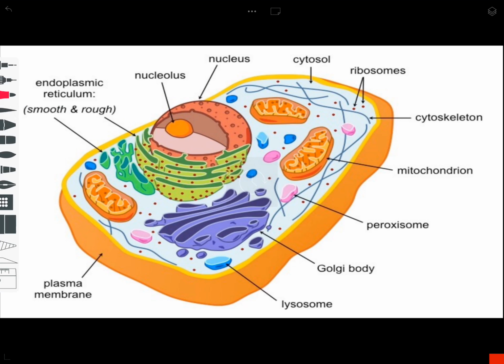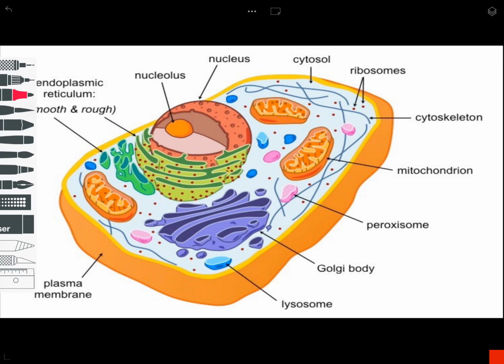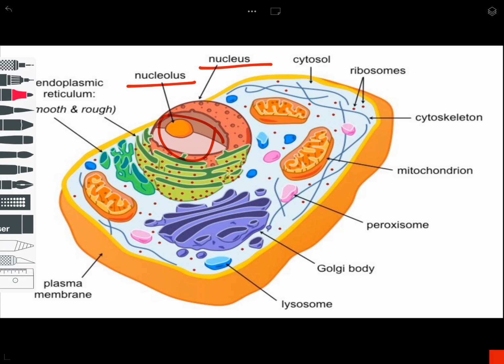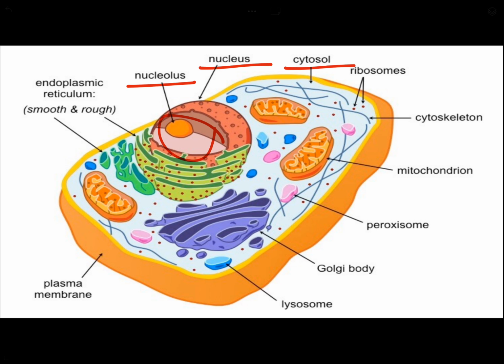Here is a typical eukaryote cell, it could be a cell making up your heart. As you can see, there are many more organelles in this cell, such as a nucleus, which is where the nucleolus and the genetic material are located. They also have a cytoplasm, they have ribosomes to make proteins, a cytoskeleton, a mitochondria, and peroxisomes and lysosomes.